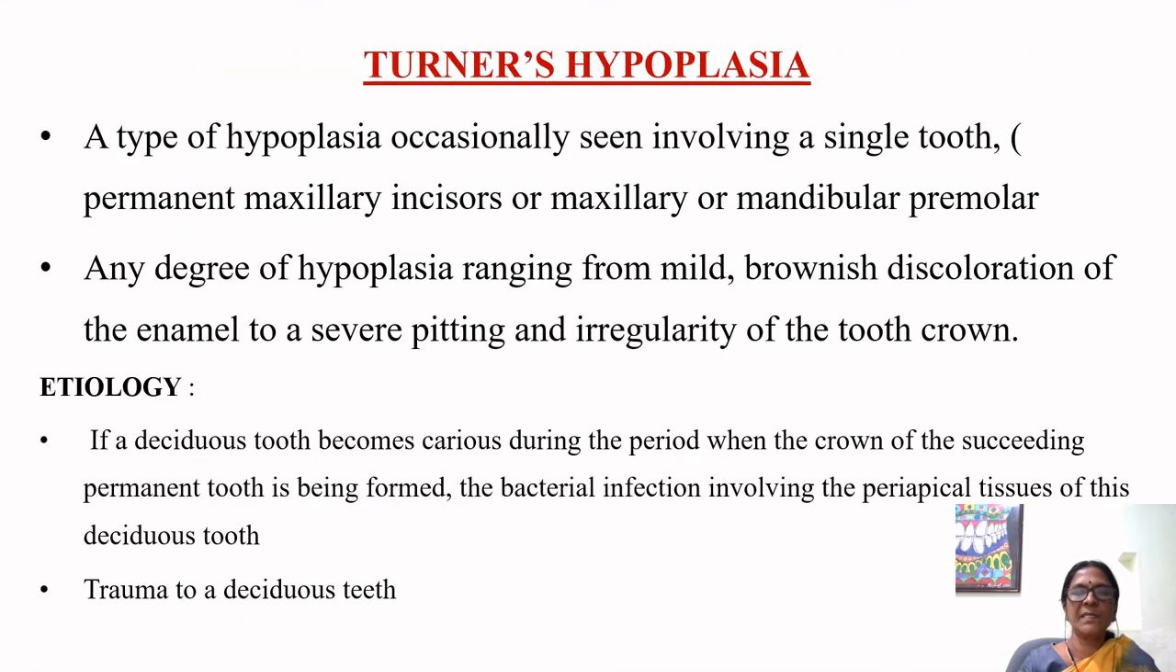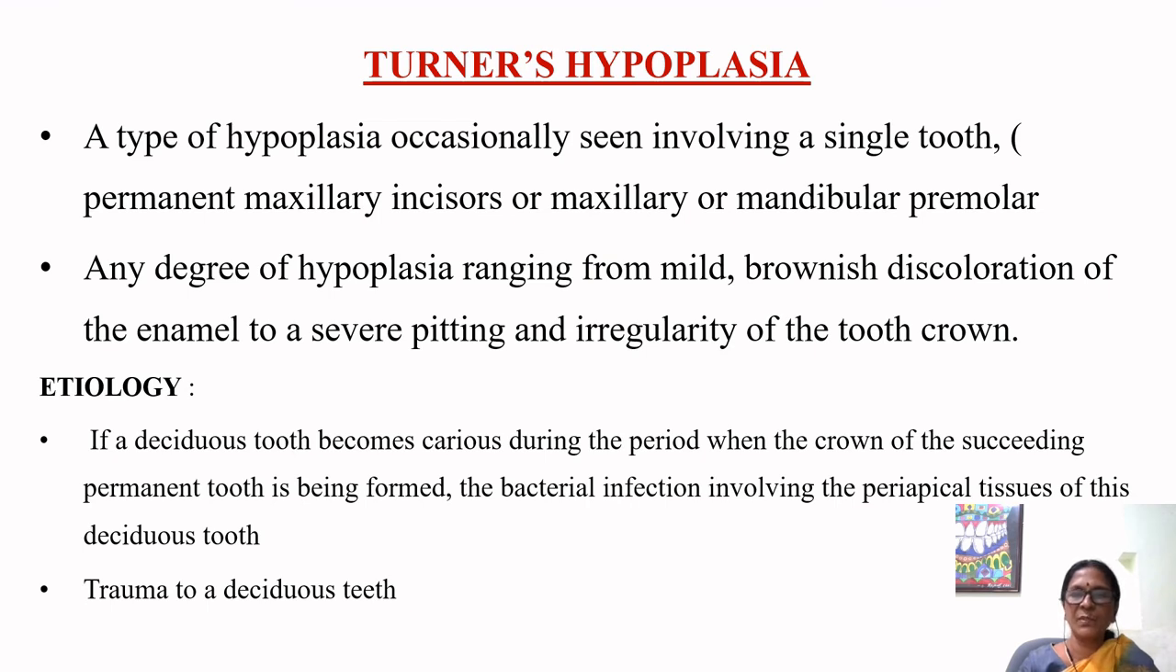Turner's hypoplasia is a type of hypoplasia occasionally seen involving a single tooth, usually the permanent maxillary incisors or maxillary or mandibular premolars. Any degree of hypoplasia may be seen, ranging from mild brownish discoloration of the enamel to severe pitting and irregularity of the tooth crown.